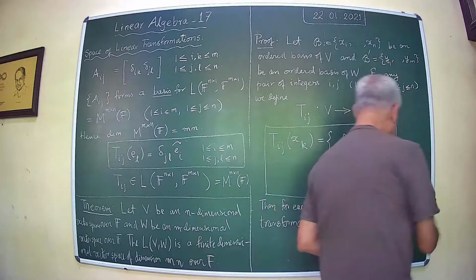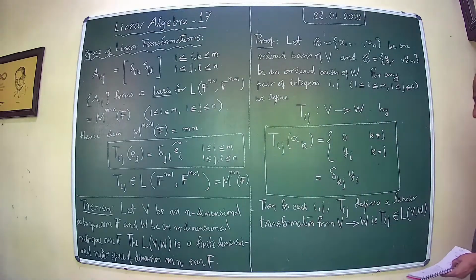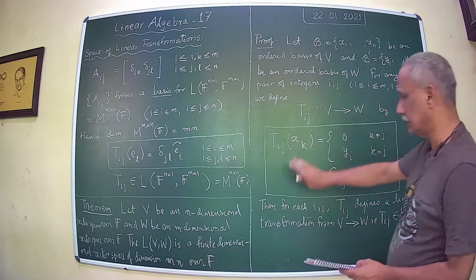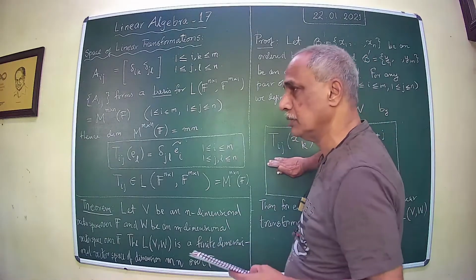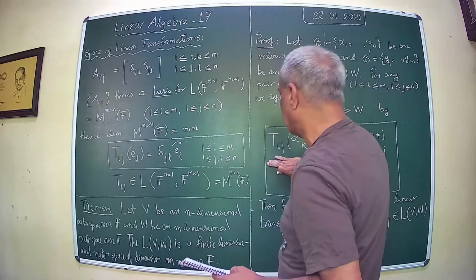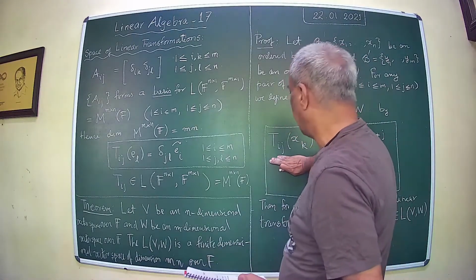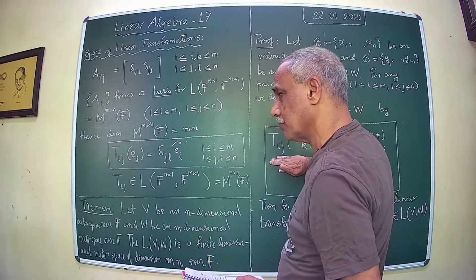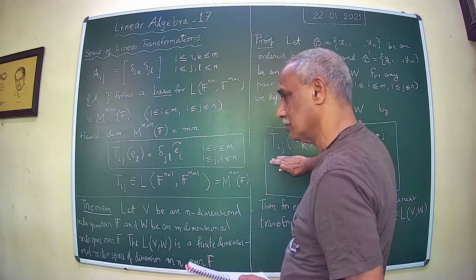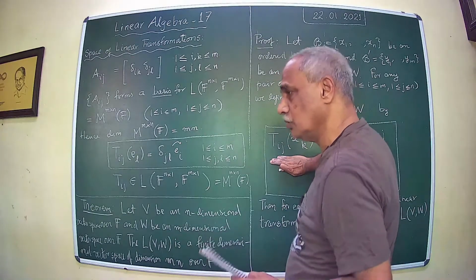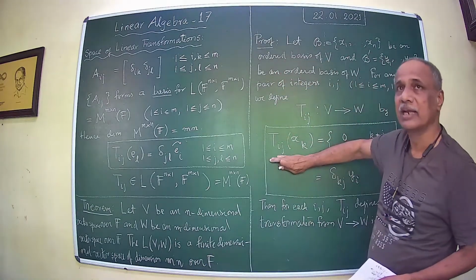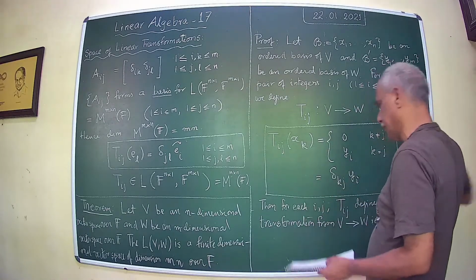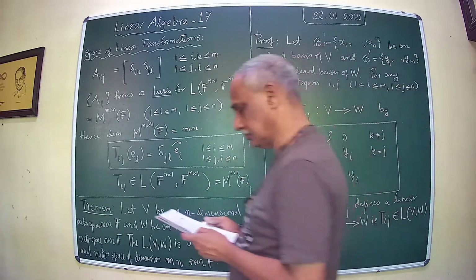Okay, so this is what we have, because what you do is, if we prescribe Tij at the basis elements of V, then it defines uniquely a linear transformation. So the Tij's are well defined.